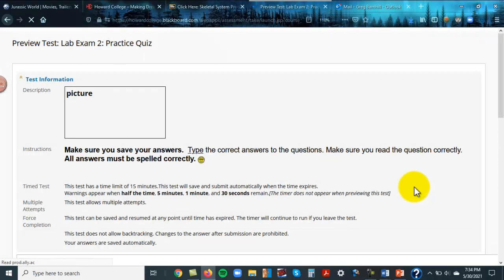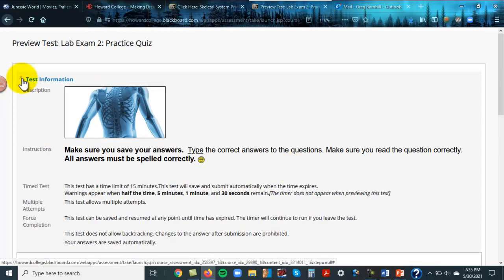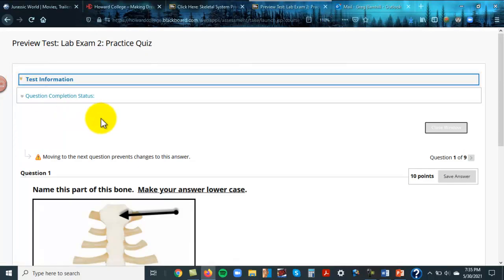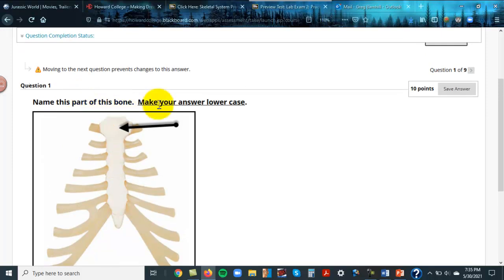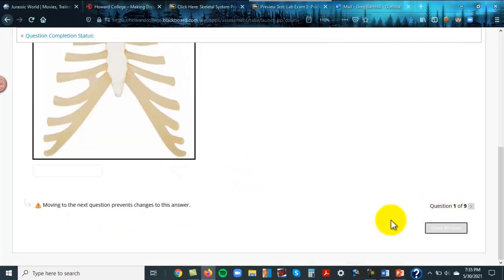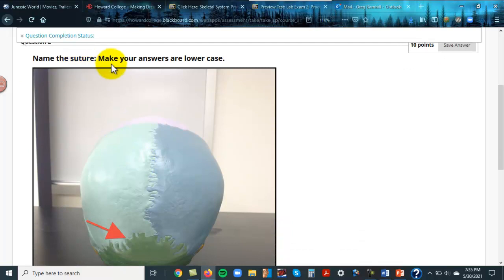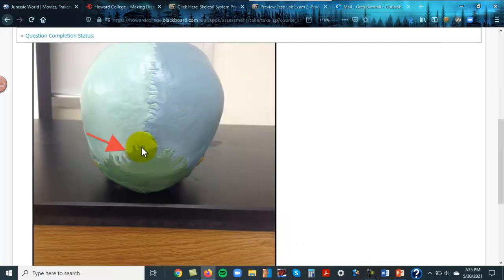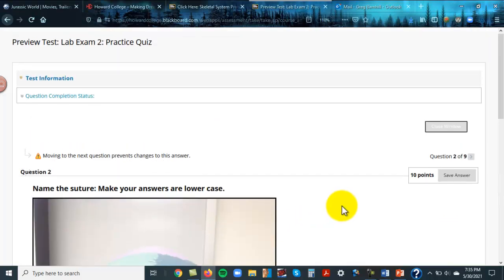And I'm going to go ahead and start this. You can click on this little chevron thing and it'll take away the test info. But see that? It says, name this part of the bone, make your answers lowercase. In that case, that's pointing to what's called the manubrium. That's a part of the bone. Name the suture, make your answers lowercase. See that little squiggly line? That's called the lambdoidal suture. You would type your answer in, but that's what you're going to have to do.